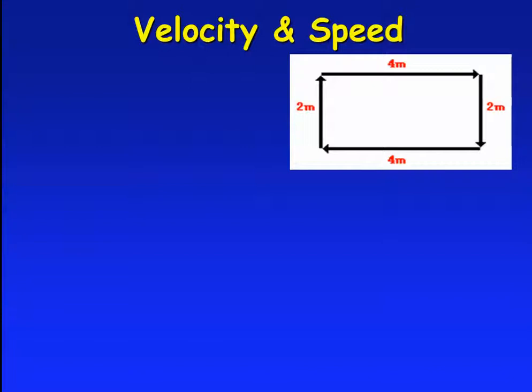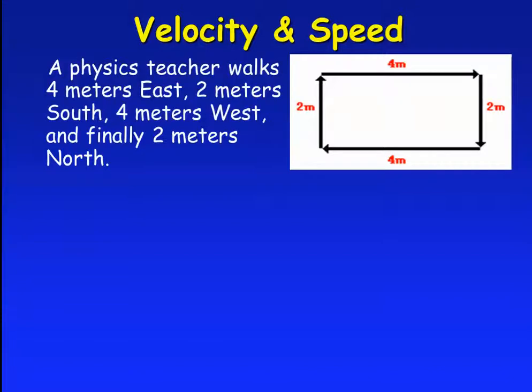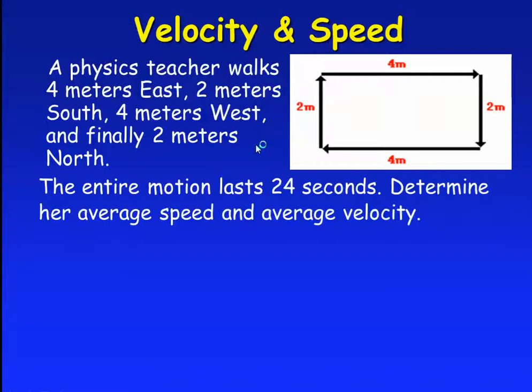So let's look at an example of the difference between velocity and speed. Let's say your physics teacher walks 4 meters east, 2 meters south, 4 meters west, and finally 2 meters north. The entire motion lasts 24 seconds. So we're going to calculate my average speed and my average velocity.